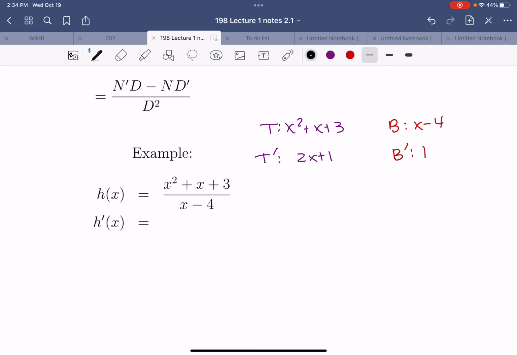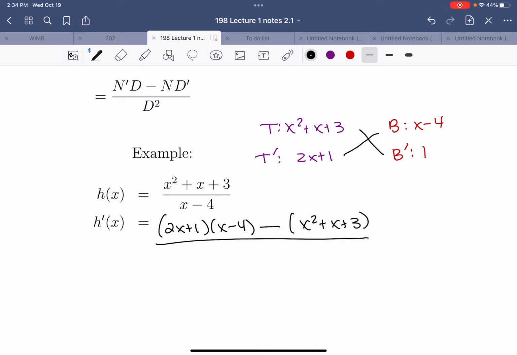So when I go to find the derivative here, I want top prime bottom, so 2x plus 1 times x minus 4. Minus, that's the main difference for quotient rule, bottom prime top. So that's just going to be x squared plus x plus 3. Keep it in parentheses because it's subtracted. All over the bottom squared, x minus 4 squared.